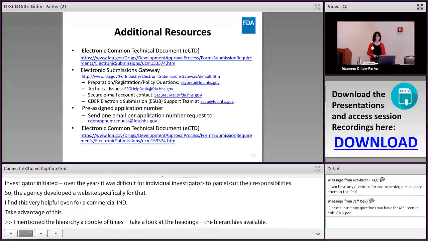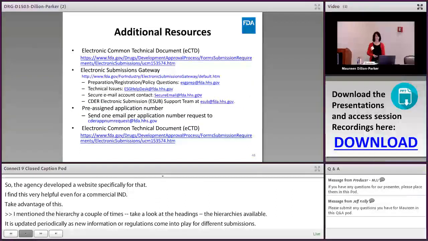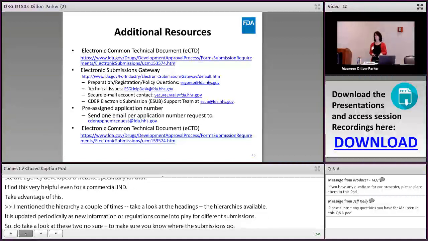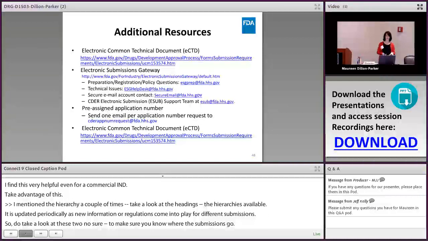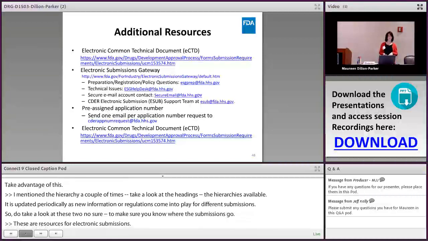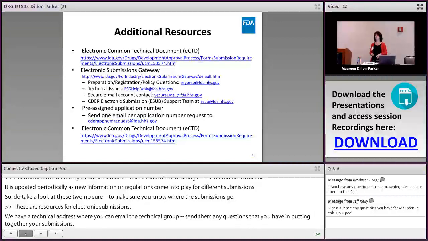Here are resources for electronic submissions. Take advantage of that. We have a technical address where you can email our technical group and send them any questions you have when you're putting your submission together. We also have an eSub team, which will help you with your electronic submissions. They also have a program where you can submit a test submission before your submission comes in. Please take advantage of that so that your submission doesn't get rejected when it gets submitted.